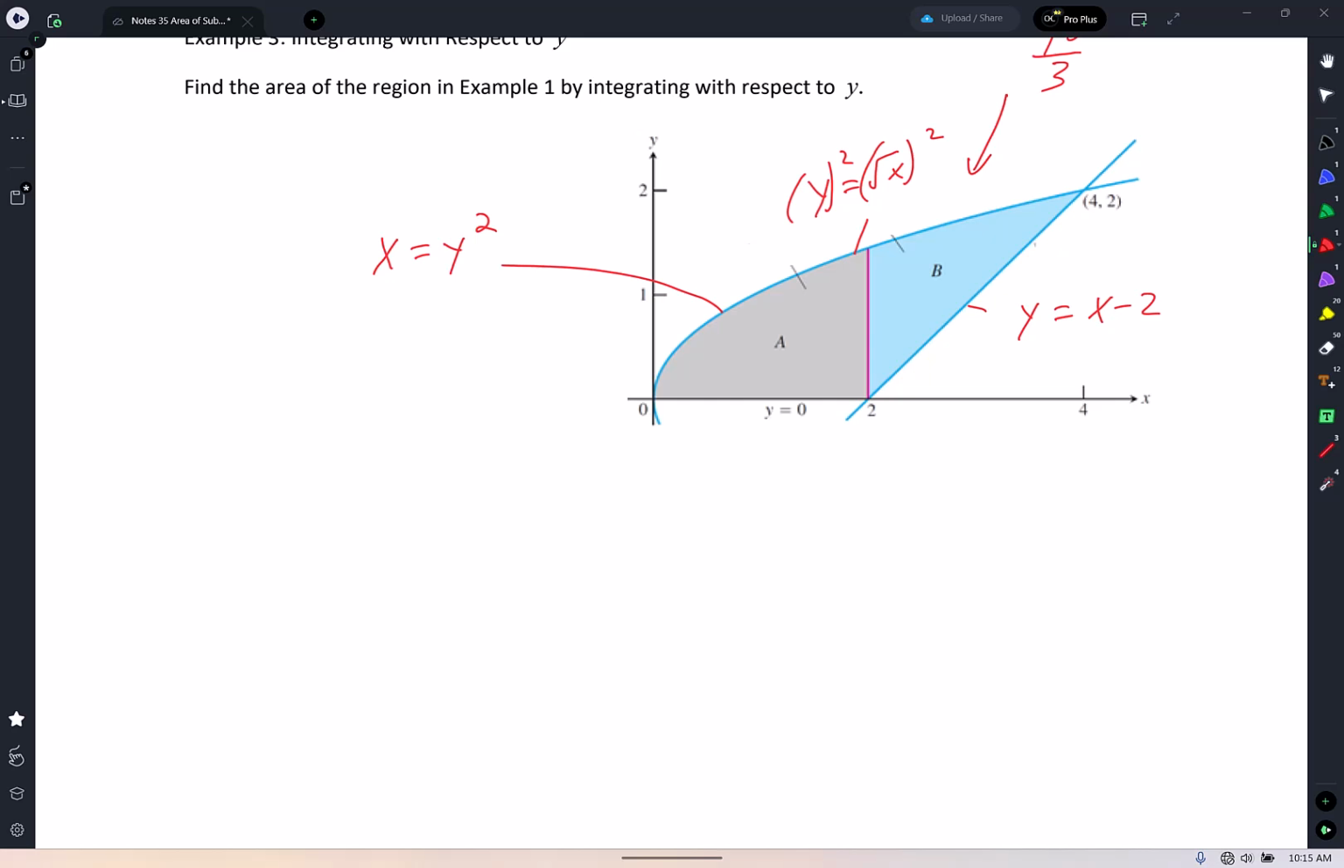Cool or not cool? All right, here we go. This one, just move that 2. So this one is just x equals y plus 2. I'm going to need this. I'm going to need that.